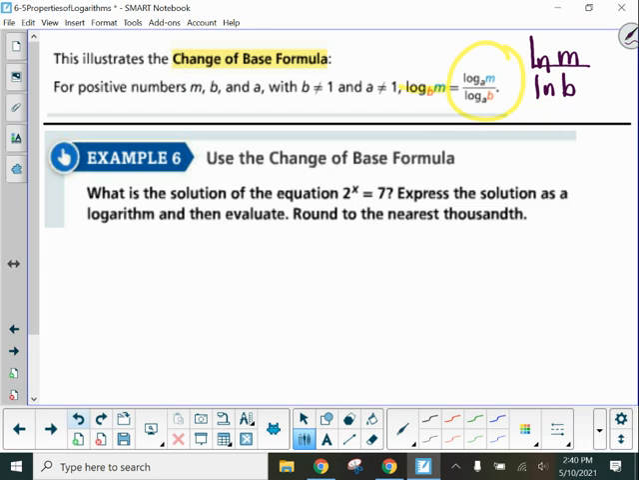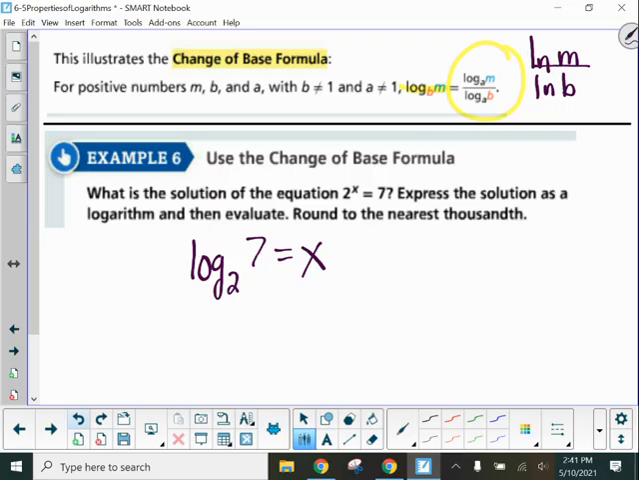So we have this example 6. It says, what is the solution of the equation? Express the solution as a logarithm and then evaluate. So the first thing that I want to do here is rewrite this as a logarithm. So my base here is 2, so this is going to be a log base 2. My argument is going to be 7, and that's equal to x.